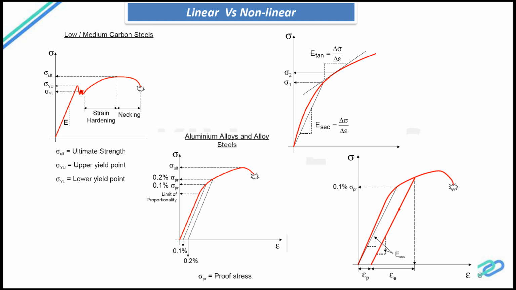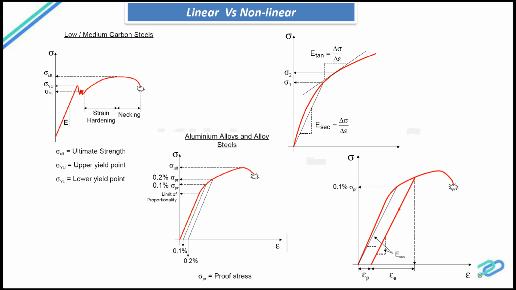Whereas the aluminum alloys will be a little bit different, where you have the 0.1 percentage proof stress. Proof stress is nothing but your yield stress, but with a permanent set. Permanent set represents the stress that is above the proportional limit, but still elastic, but the behavior is plastic. It is still within the elastic region, but the behavior is a little bit plastic.